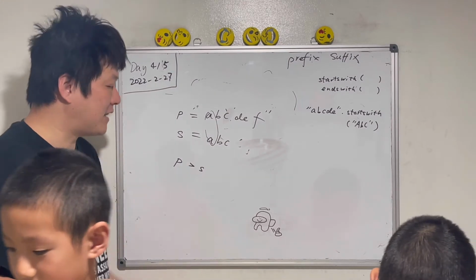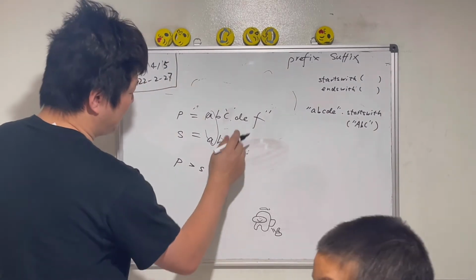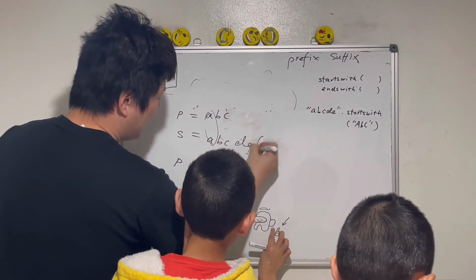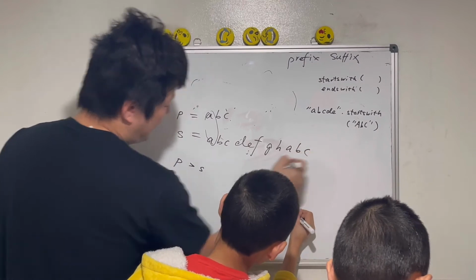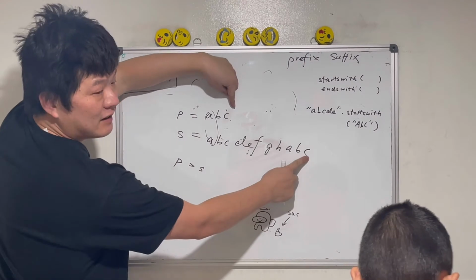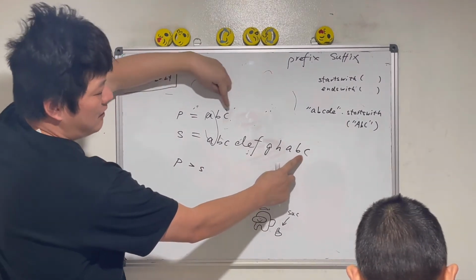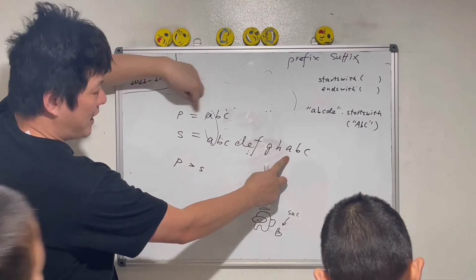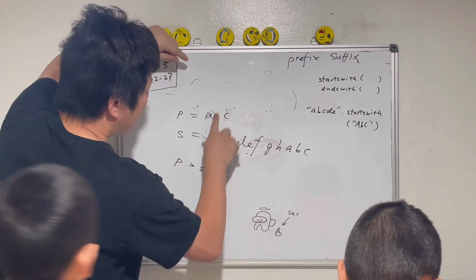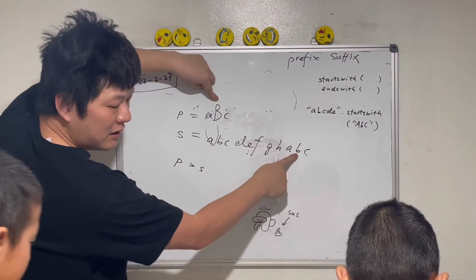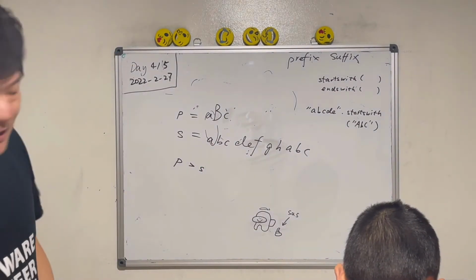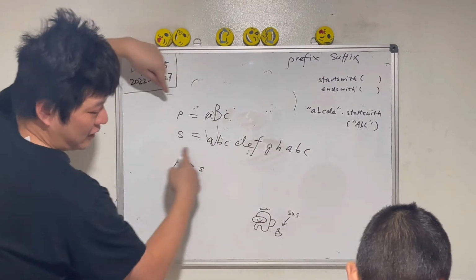For the suffix, it's the same. Let's say P equals abc, and S ends with this suffix. I start from the end, and it's the same, same, same. I reach the beginning of P, so then it's a suffix. If in the middle something is not matching, then it's not a suffix. This is kind of using the two-pointer technique to compare, right?